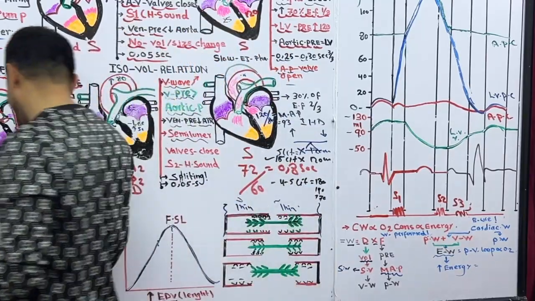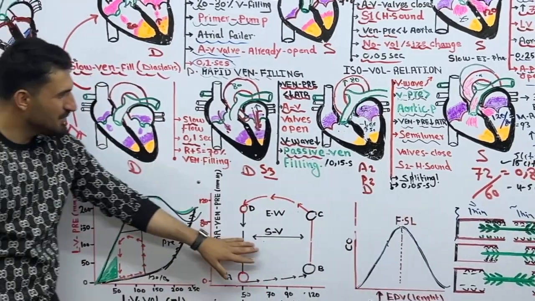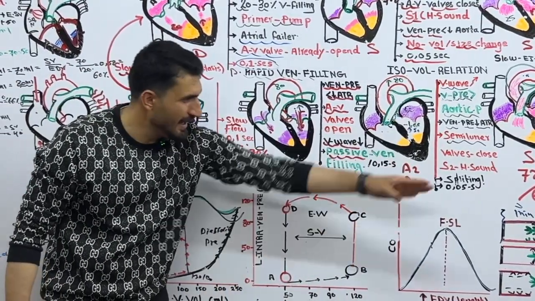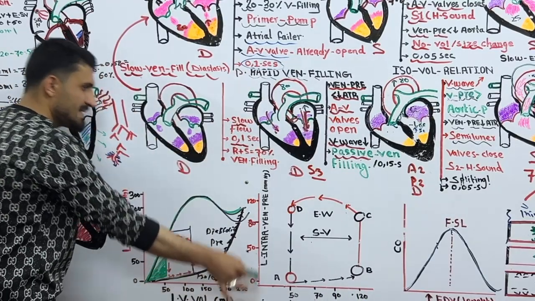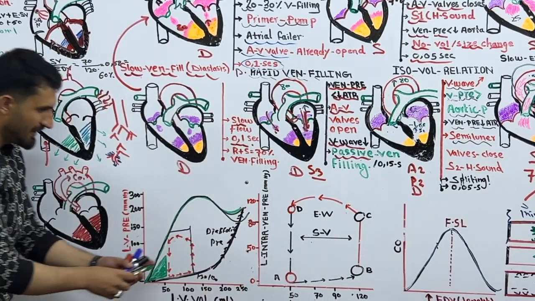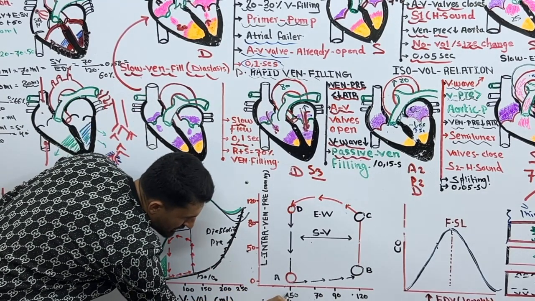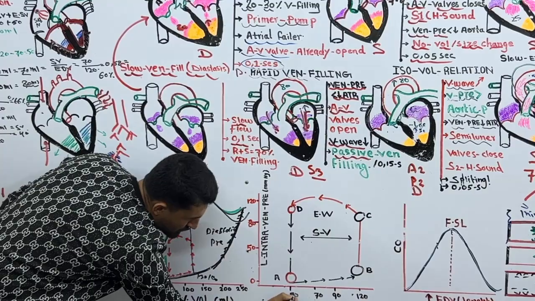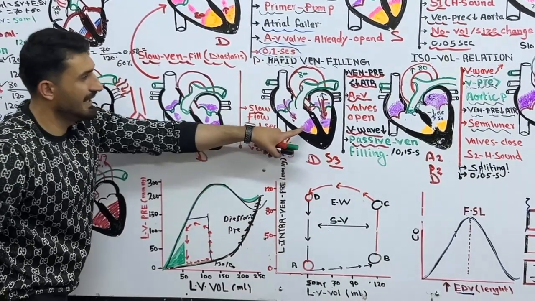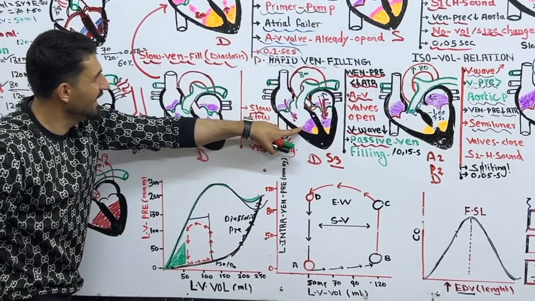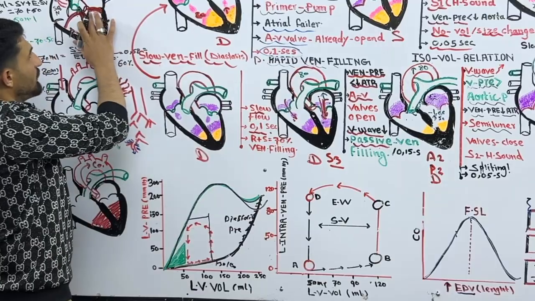So now come here, this is so easy. We have a curve here. This is related to the left ventricle volume and pressure. This is left ventricle volume, this is left ventricle pressure. Here this is the volume of the left ventricle. So I already have 50 mL of blood in the ventricle always, which is the end systolic volume. So I'll start from this point. Now I'm at this point.